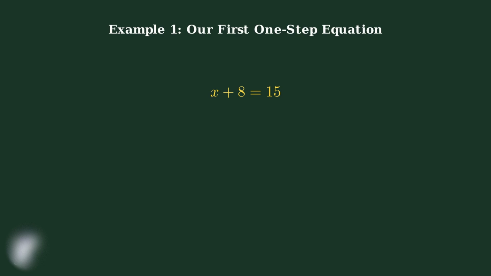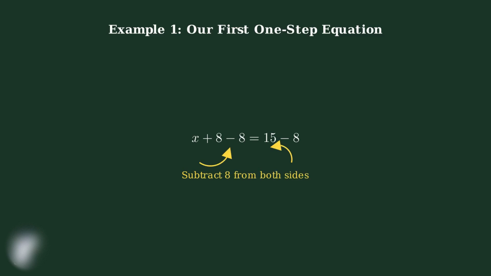Now let's solve this step by step. We'll subtract 8 from both sides of the equation. We subtract 8 from the left side, and we must also subtract 8 from the right side. This keeps our equation balanced. Now we simplify both sides.